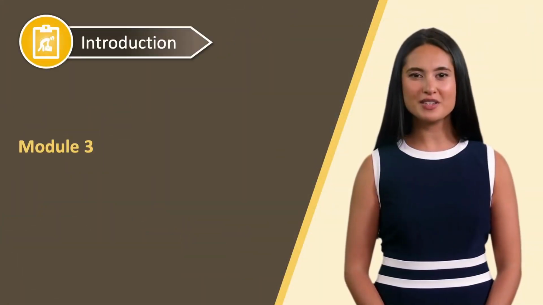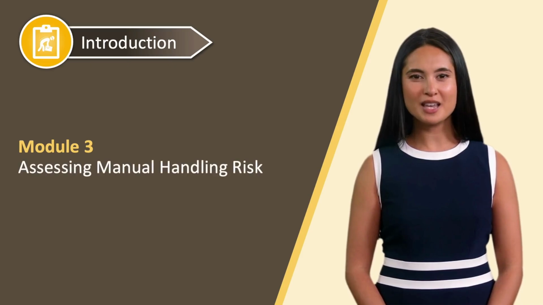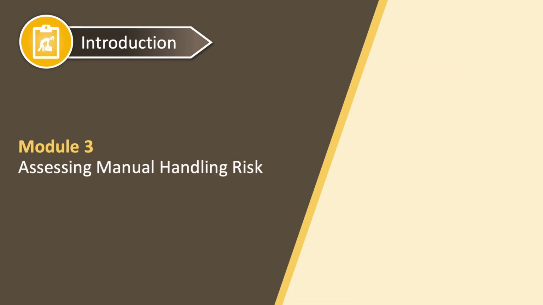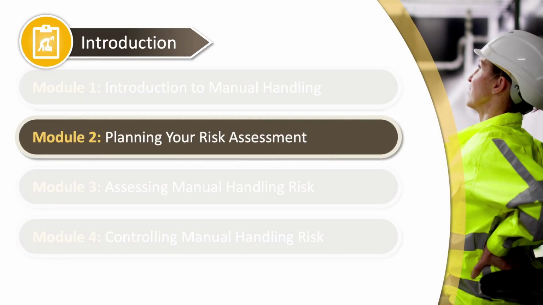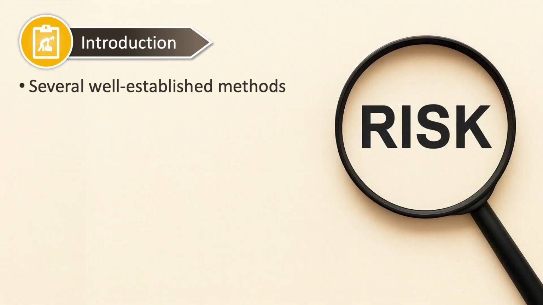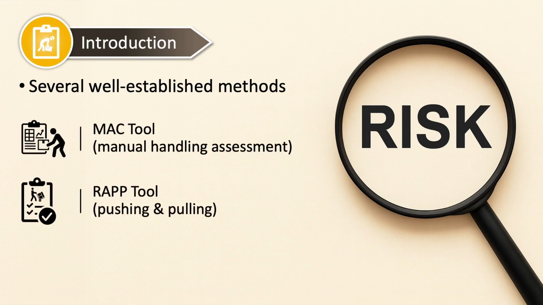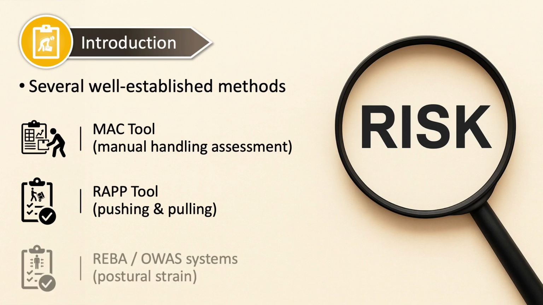To Module 3 of this advanced manual handling risk assessment training course, Assessing Manual Handling Risk. In the last module, we explored ways of planning your risk assessment. In this module, we will explore how to assess them. There are several well-established methods used in industry. For example, the MAC tool, Manual Handling Assessment Charts, the RAP tool, Risk Assessment of Pushing and Pulling, and the REBA or OWAS systems for postural strain.